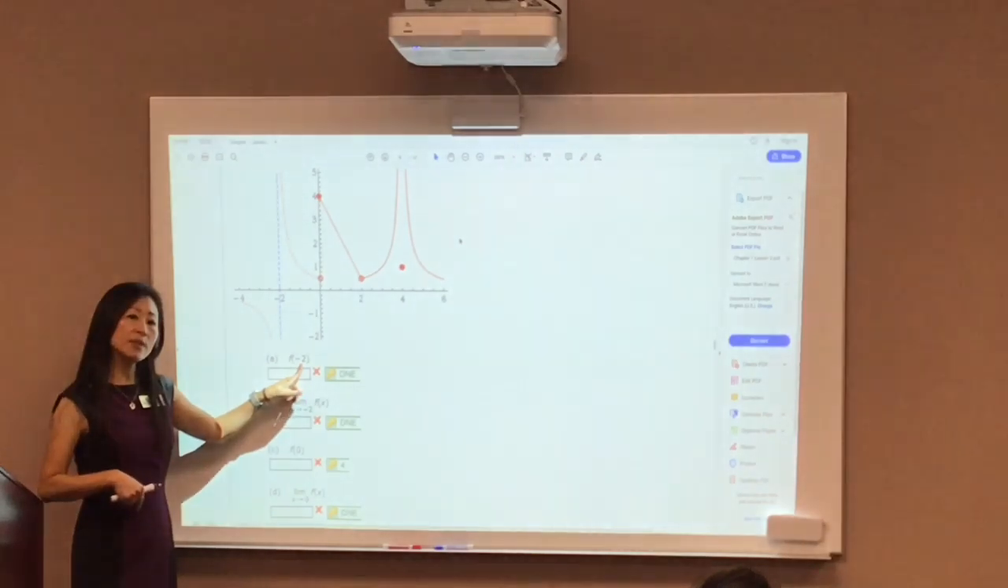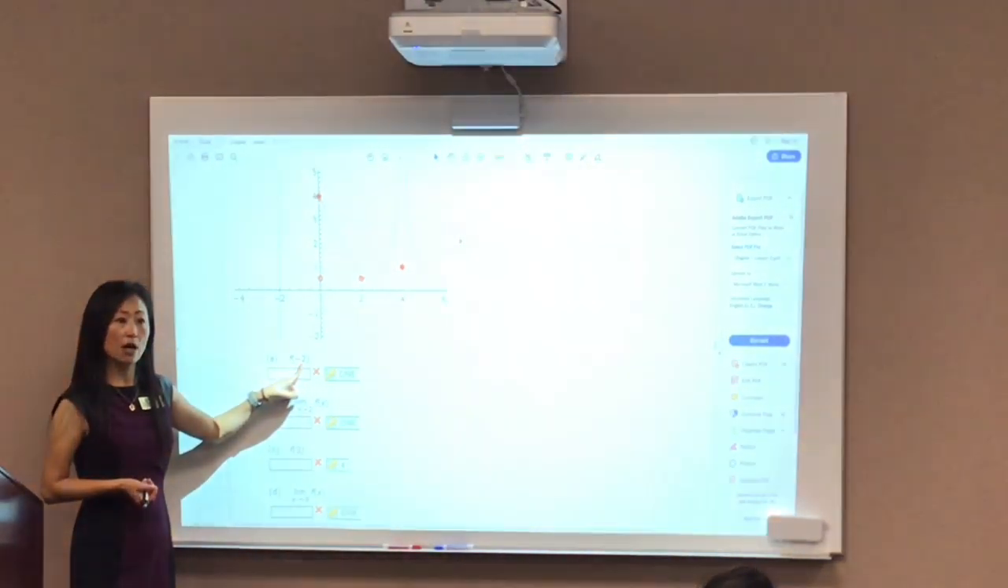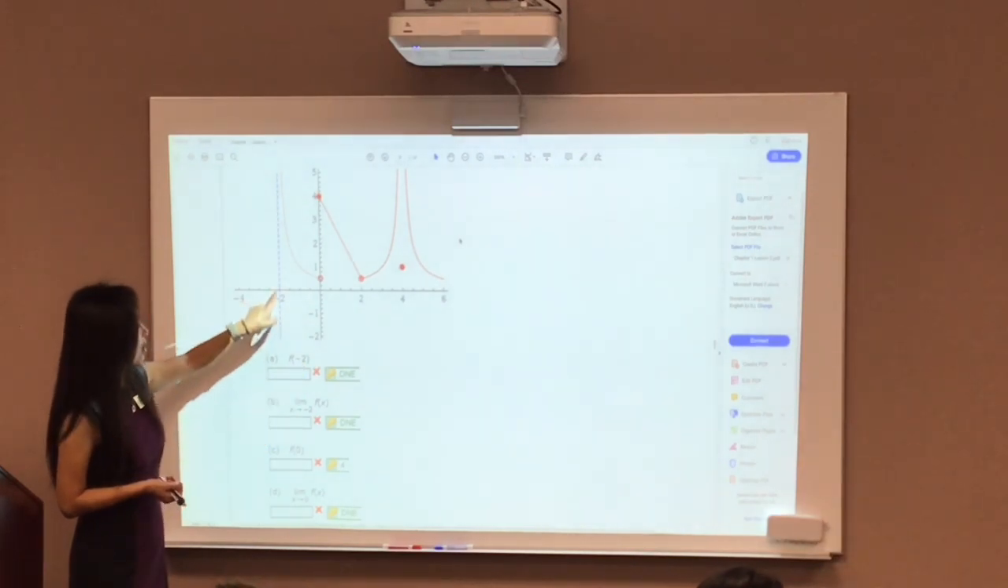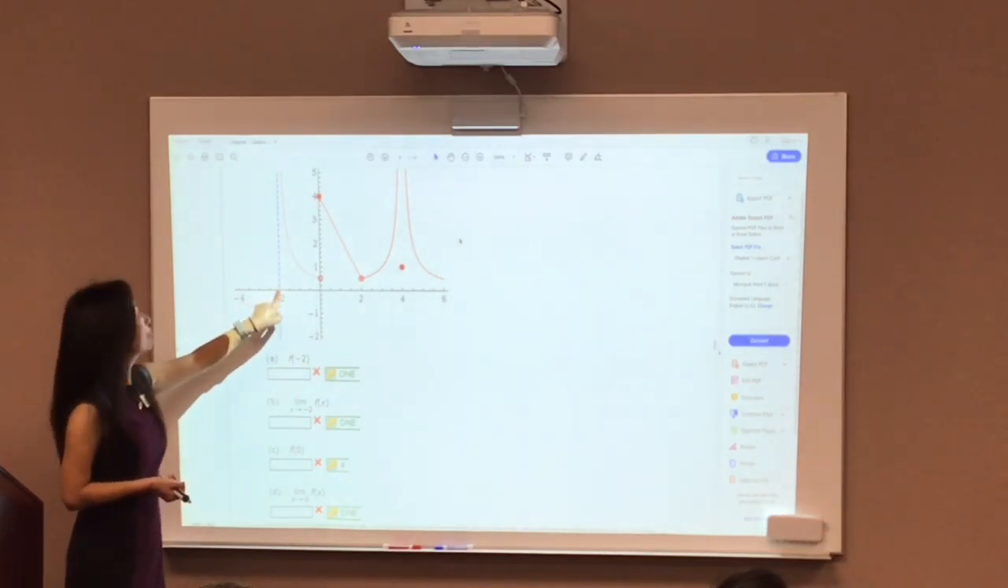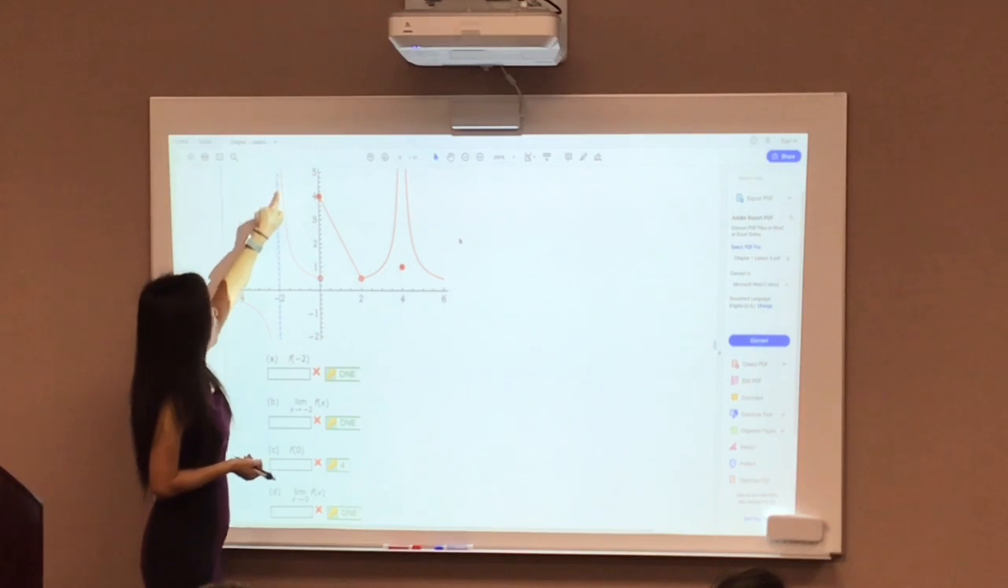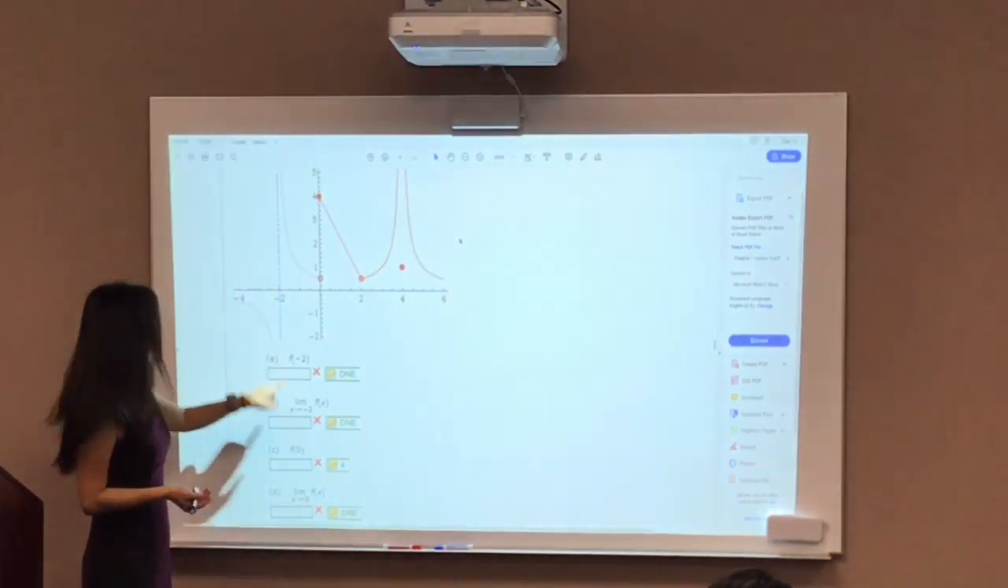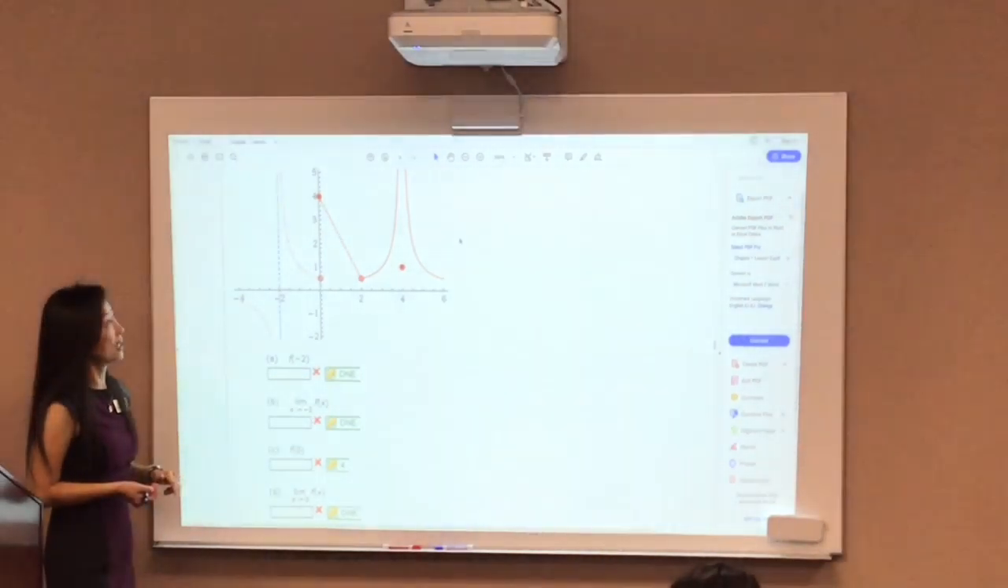Am I looking for limit? Am I looking for y value? Y value. So x equal to -2. So where do I come? Right here. Do I have a y value? No, because it's an asymptote, which means it does not exist, right? So I'll simply put DNE.